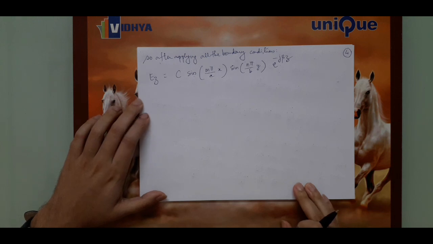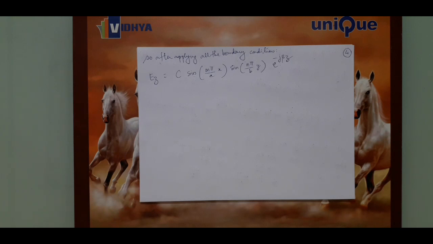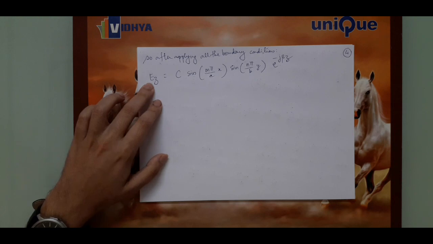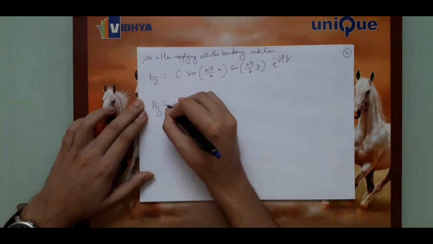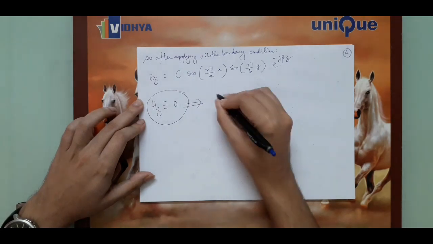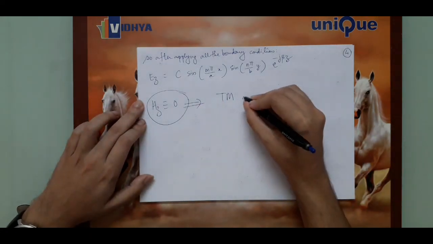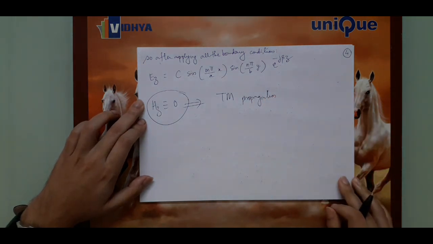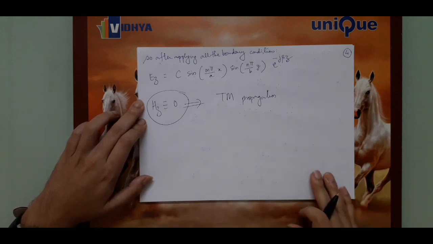Now, we had started with the discussion in the previous class that let us solve for Ez assuming Hz is 0. So Hz is 0, which implies this is a TM mode of propagation, the transverse magnetic propagation, where there is no component of the magnetic field along the direction of propagation.